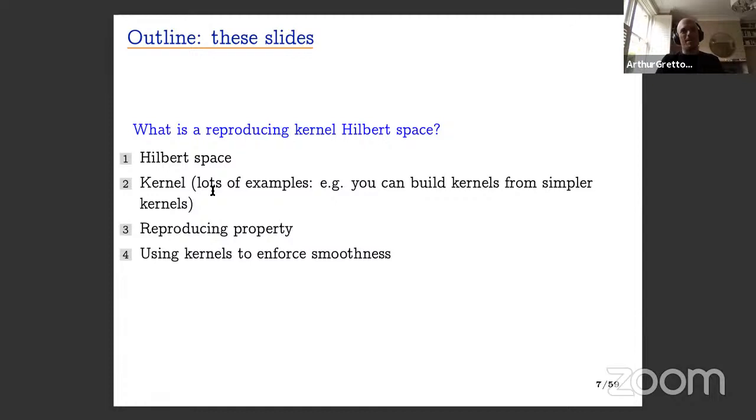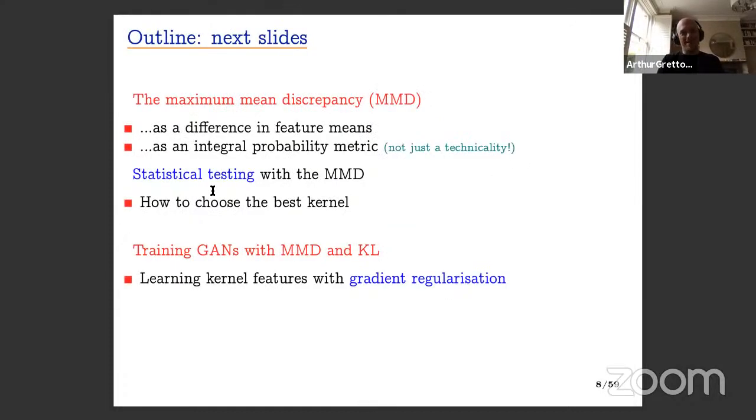All right. So then, following that, I'm going to actually start this today. I'm going to talk about the maximum mean discrepancy. This is a way of looking at differences in sets of objects. I'll describe it in two different ways: difference in feature means, and as an integral probability metric. The latter, I'll describe what that is.